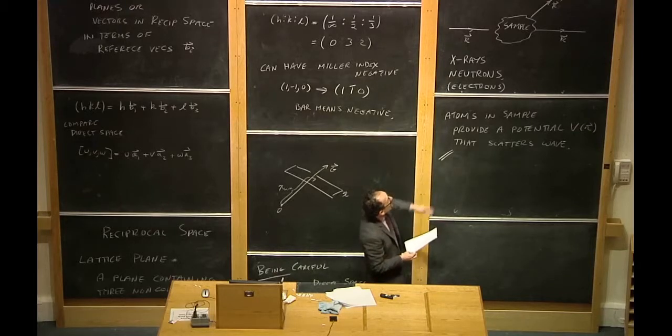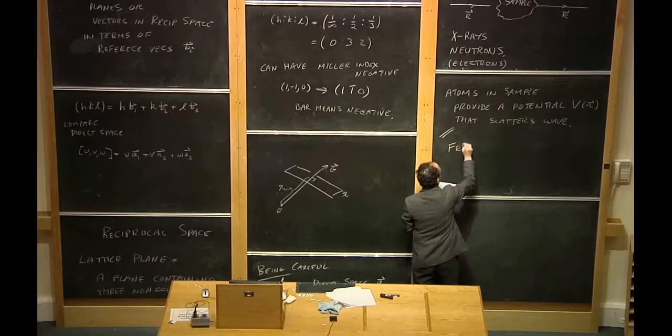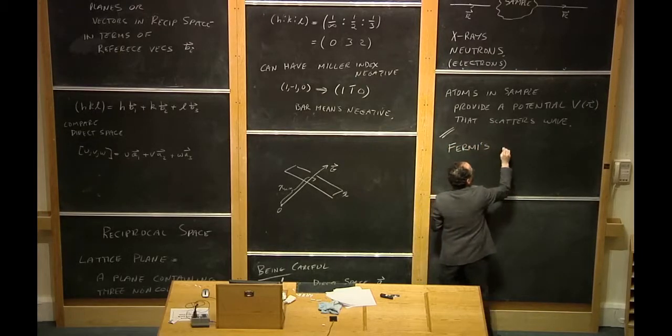So the way we're going to actually calculate how much gets scattered out at some wave vector k prime is to use Fermi's golden rule. Fermi's golden rule.